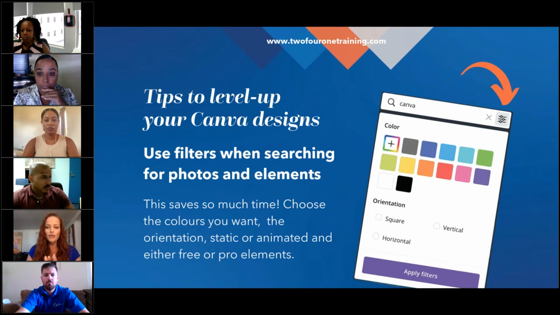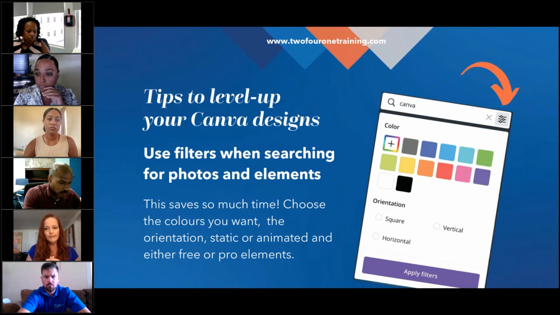So to save yourself time, use the filters. You just click right there, those three little funny looking lines with the circles in them. They're going to show these filters, and there are more if you keep scrolling. So if you have a brand color like we do, we use blue a lot, I would click on the blue color. I would click on the orientation I want.